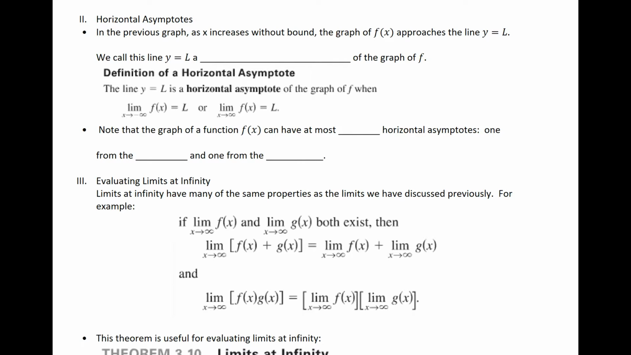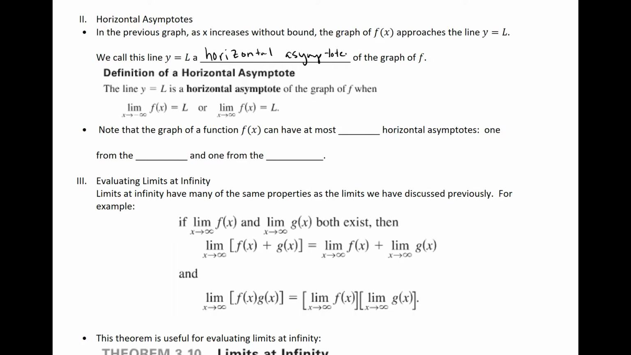Now in the previous graph that we looked at, as x increased without bound, the graph of f of x approached the line y equals negative 2. So if you can find a number like this where the graph is approaching a horizontal line y equals some number L, we call this line a horizontal asymptote of the graph of f. So the line y equals L is a horizontal asymptote of the graph of f when the limit as x approaches negative infinity of f of x equals L, or the limit as x approaches infinity of f of x equals L.